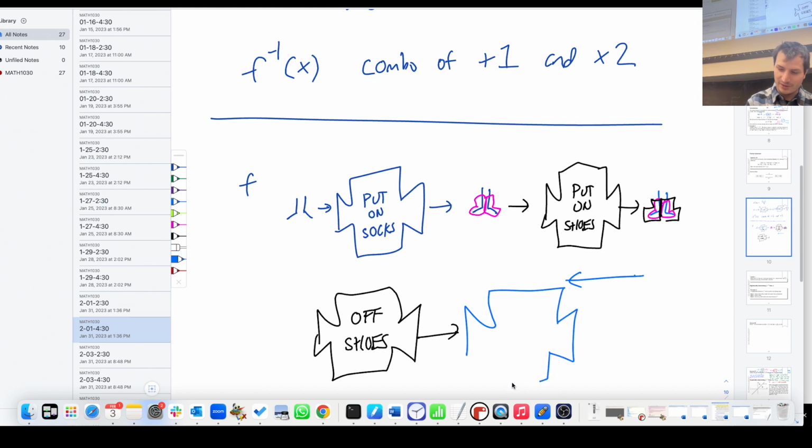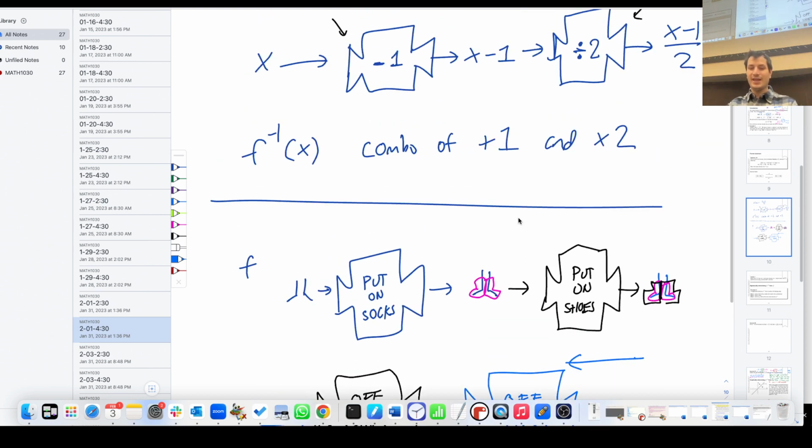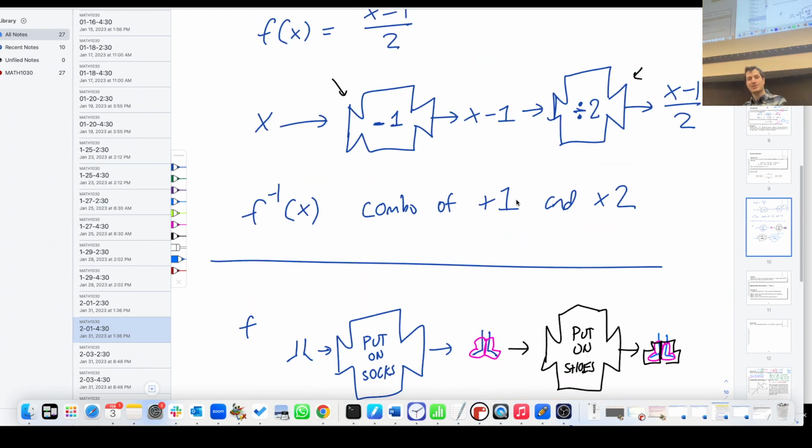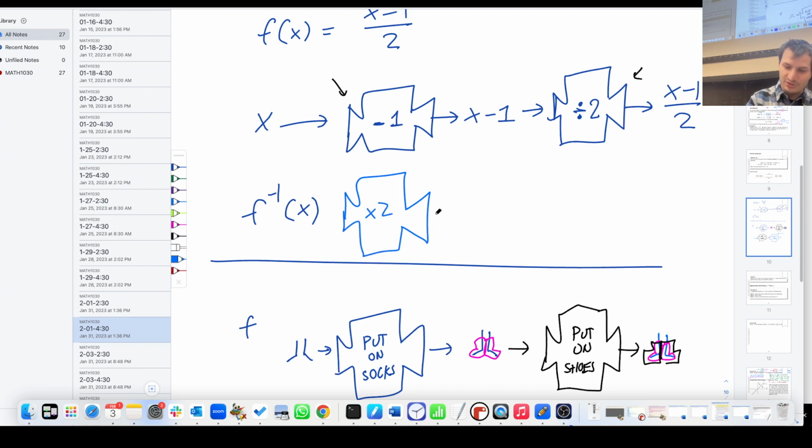So here's our little setup. I think that is perfectly intuitive, right? If you want to undo putting on your socks and putting on your shoes, you have to first take off your shoes, then you take off your socks. In our particular problem, it's not socks and shoes, it's minus 1 and divided by 2. So how do you combine them in the right way to undo it? Well, you do the last thing first. So instead of dividing by 2, you have to multiply by 2. So times 2, and then whatever comes out of that, you do plus 1.